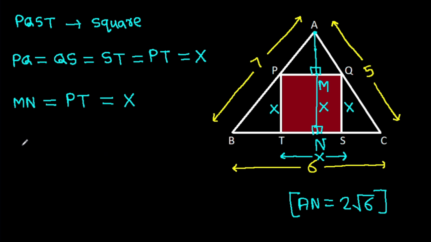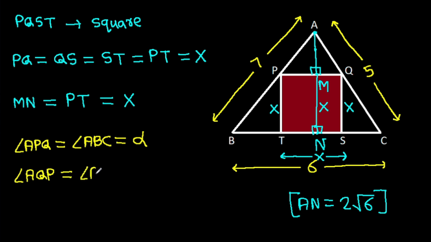and also angle APQ will be equal to angle ABC, suppose alpha, and angle AQP will be equal to angle ACB, suppose beta. These two angles will be equal, suppose alpha, and these two angles will be equal, suppose beta.